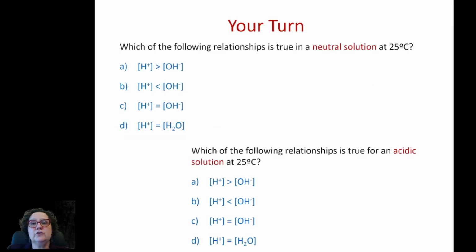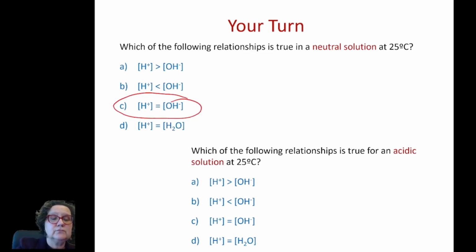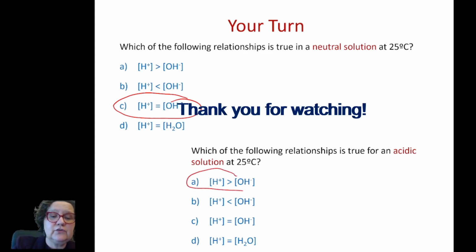Okay. So, a neutral solution. The definition of neutral that we have come up with is a solution that has the same concentration of hydrogen ions as hydroxyl ions. So the only correct statement is C, the one that has the same number of hydrogen ions and hydroxyl ions. For the second question, which relationship is true for an acidic solution? An acidic solution has more hydrogen ions than hydroxyl ions. That's how we have defined an acidic solution. Of all those statements, the only one that has that is the top one, A.